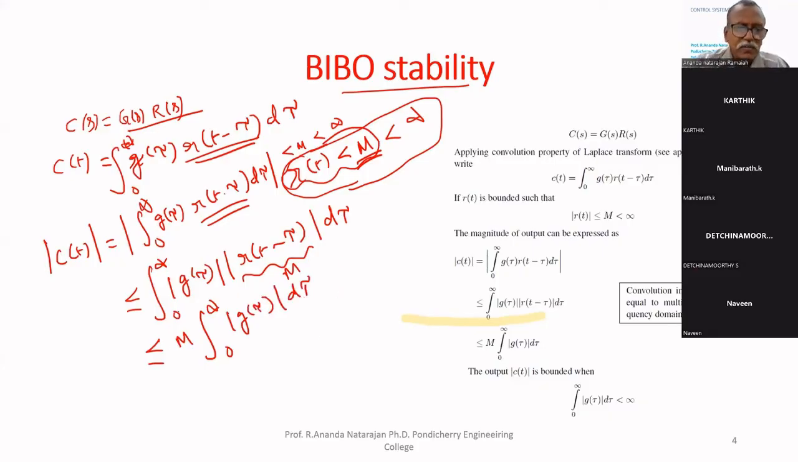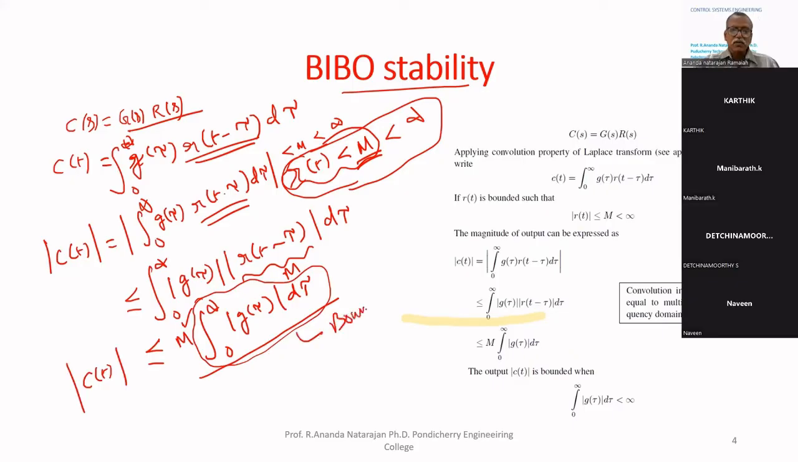When will this be measurable? M is already measurable. If this integral is also measurable, then the entire quantity C of t is measurable. If this is measurable and bounded, then C of t is bounded.